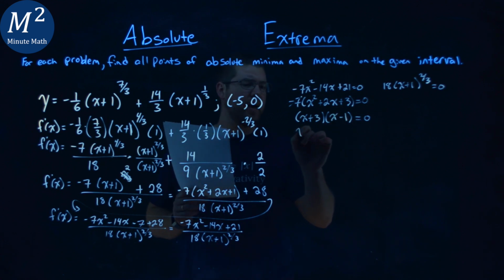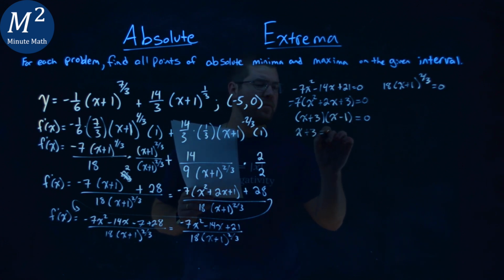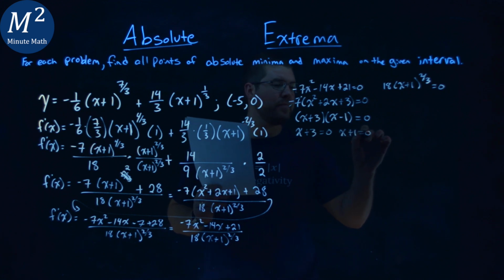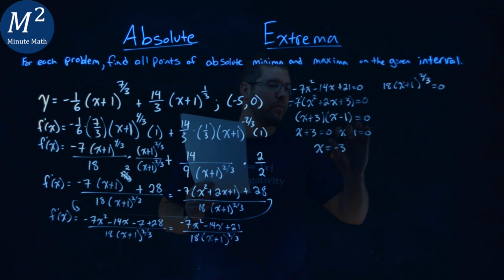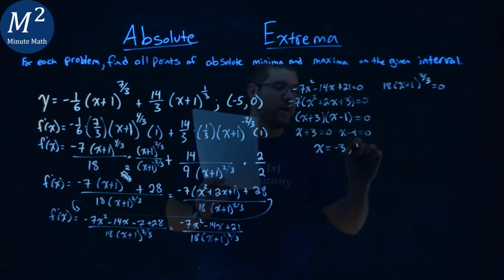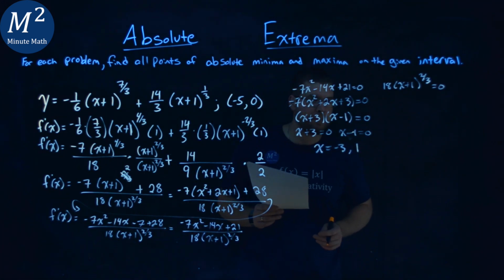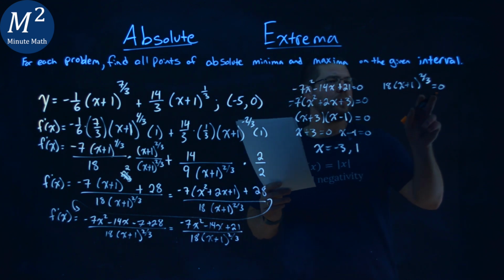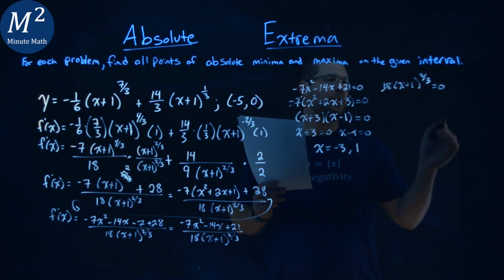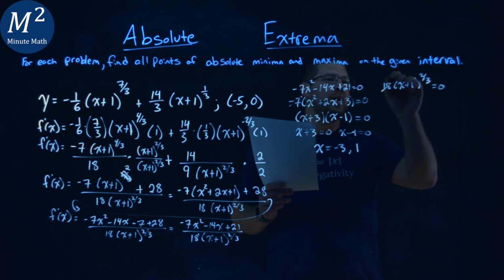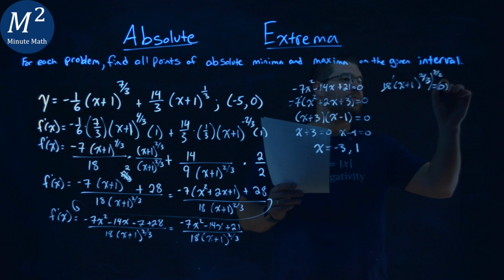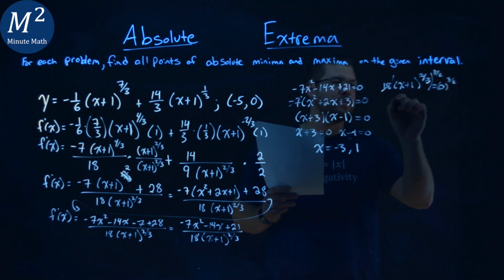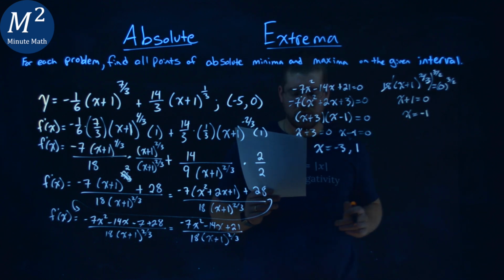Set them equal to 0: x plus 3 equals 0, x minus 1 equals 0. And so x equals negative 3 and a positive 1 right there. The second part here, we said equals 0, divide both sides by 18. Don't really need that. We can raise both sides to the 3/2 power to eliminate that, and 0 is still 0. So we have x plus 1 equals 0, and x equals negative 1 there.